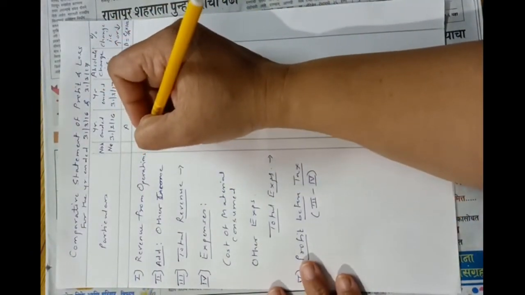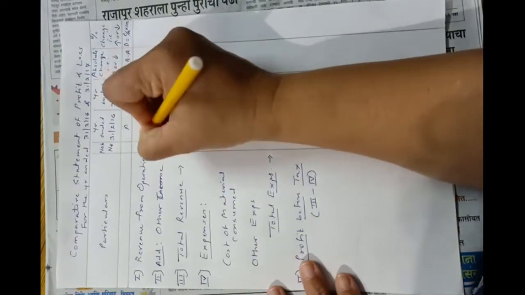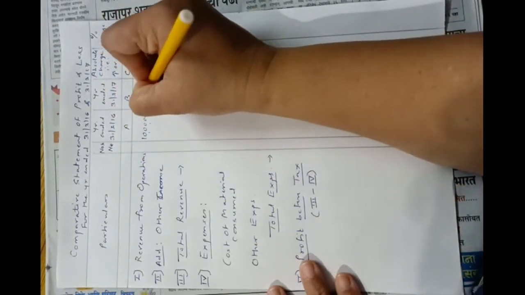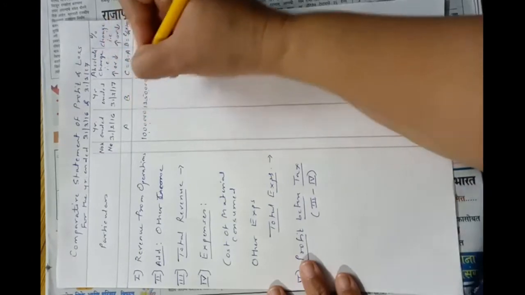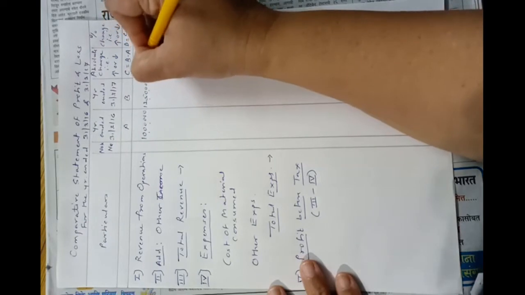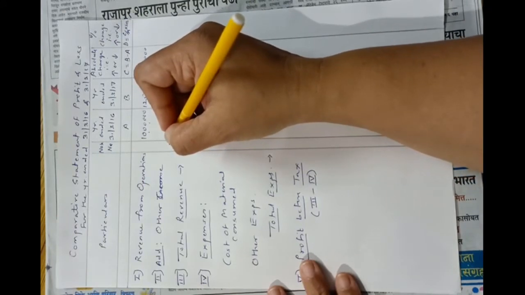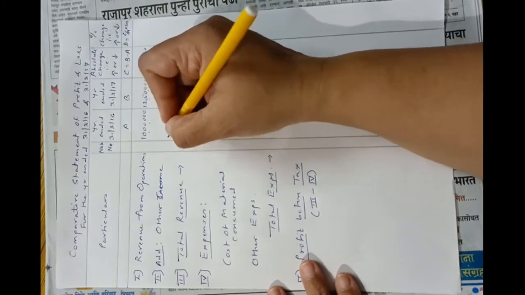Revenue from operations 10 lakhs and 12,50,000. And so there is increase of 2,50,000 here. Now other income, that is interest on investment at ₹30,000 each year.